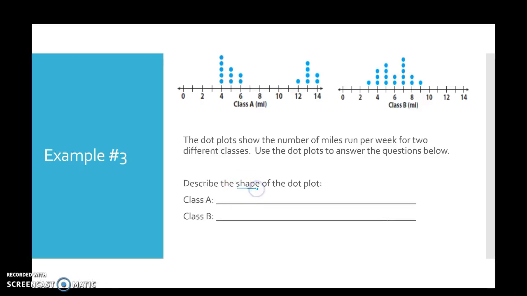So the shape of each one, so the distribution. So I would say for class A, there's clusters from 4 to 6, and there's also a cluster from 12 to 14, and there's a gap of no data in between there from 7 to 11. Then for class B, it's mostly clustered, oops, my battery is running low, clustered from 3 to 9.